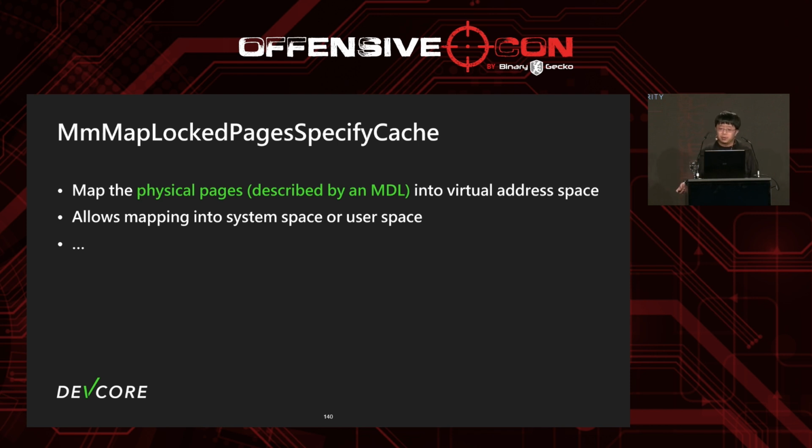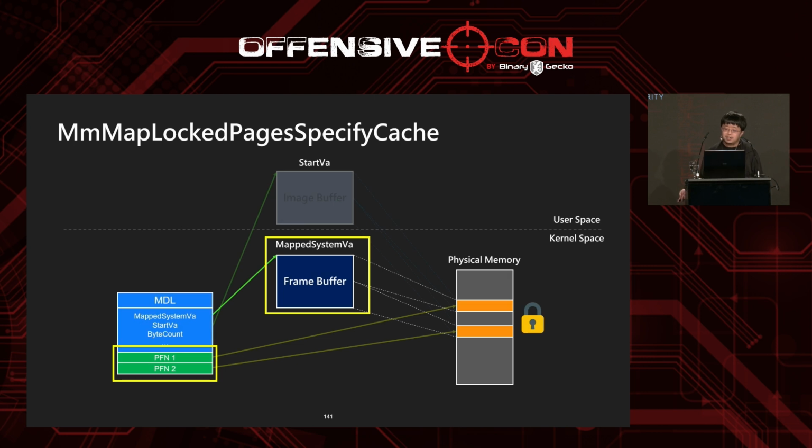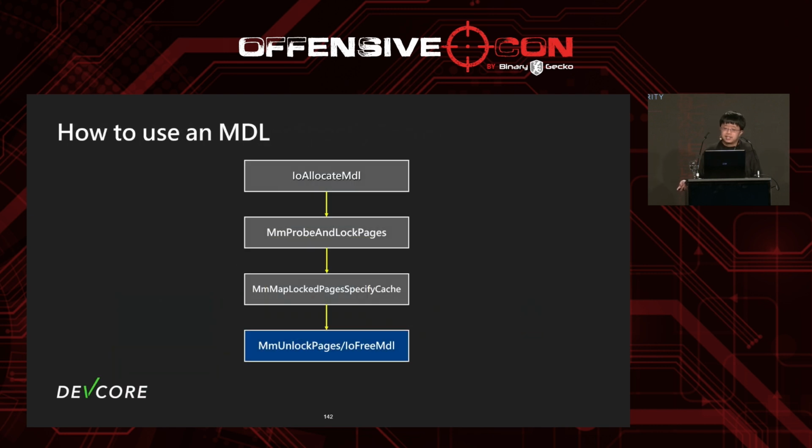By the way, you can also map a kernel buffer into user space. It depends on the parameters of the function. Just like the diagram, after using this function, it will map a frame buffer in the kernel space. It will refer to the same physical address. The last step invokes MmUnlockPages and IoFreeMdl. This simply unlocks the pages and releases the MDL. I will not go into detail here.